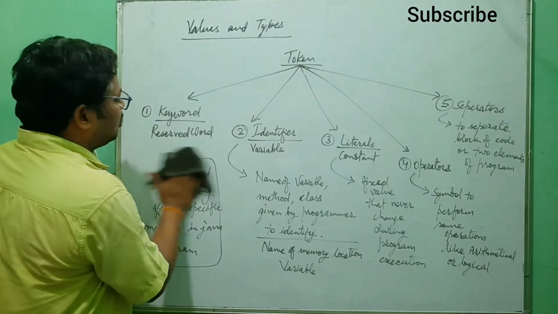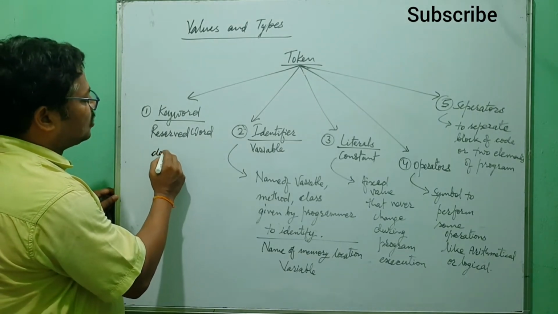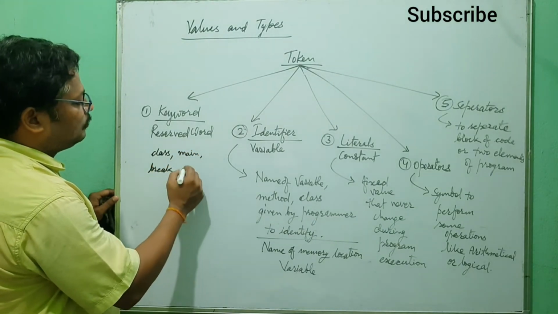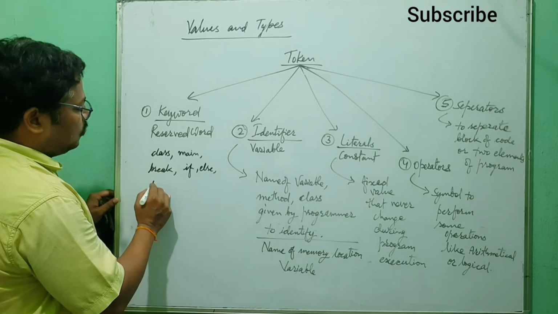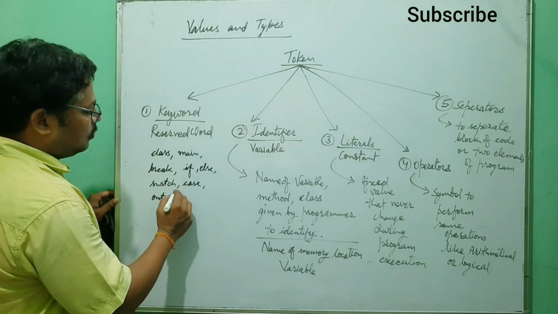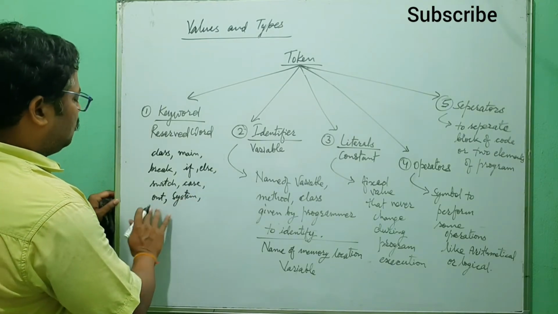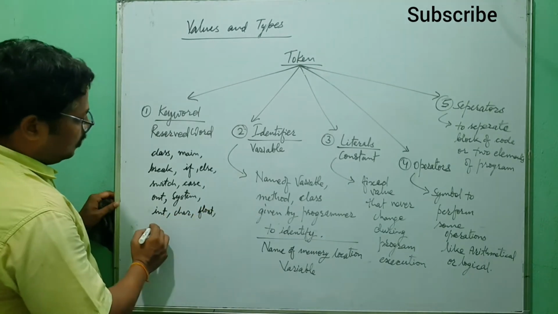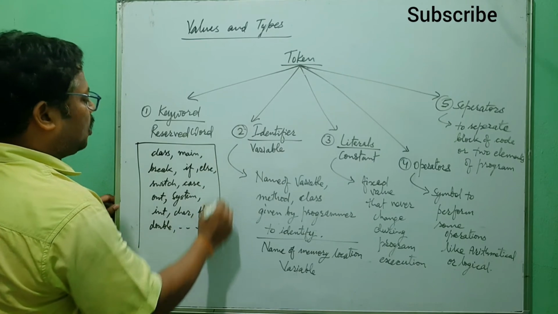Okay, so which keywords do we understand? A few keywords I am writing here, all the words that are already available in Java, like class, main, break, if, else, switch, case, out, system, int, char, float, double, minimum. Okay, these all are known as keywords.